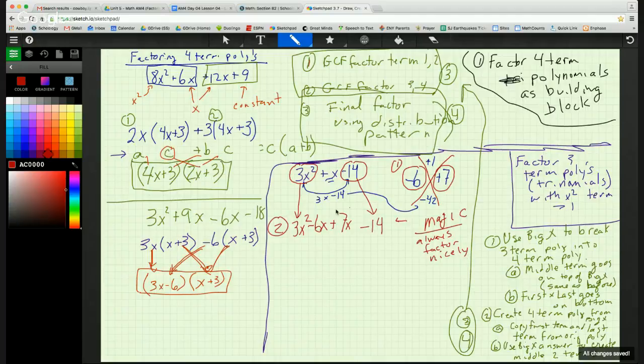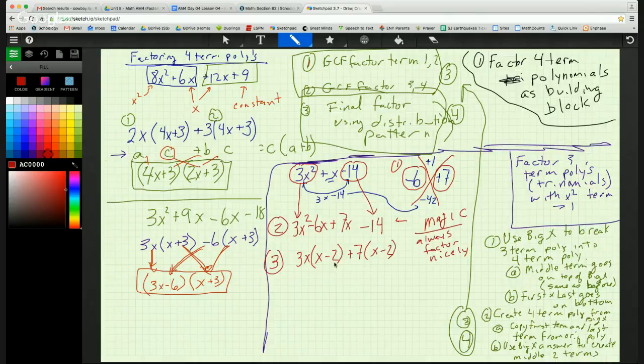And you can't see that quite yet, but just watch what happens when I do my GCF factoring. So now I'm on step 3 and 4, which are up here. I'm going to GCF factor term 1 and 2. So this is step 3. 3x times x minus 2. And a positive 7 times x minus 2.